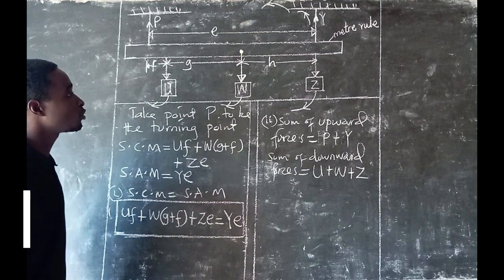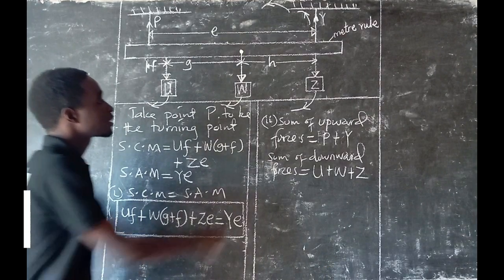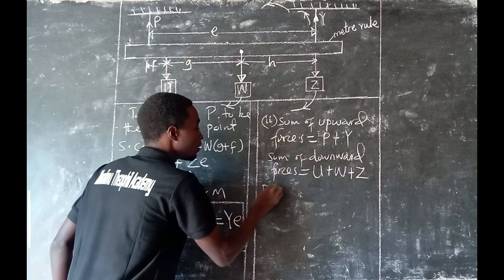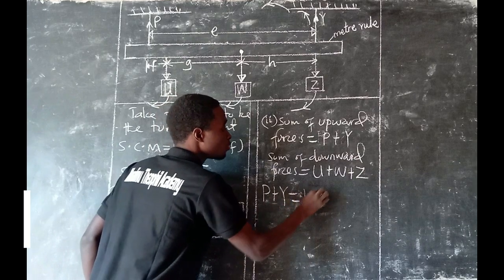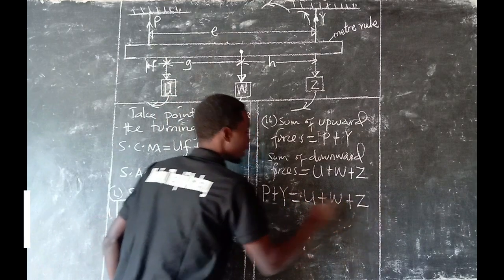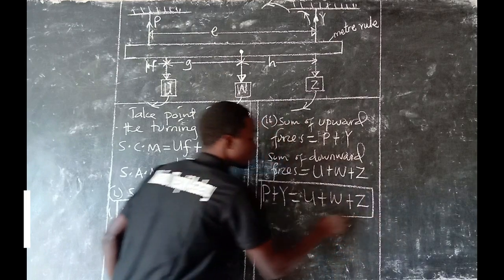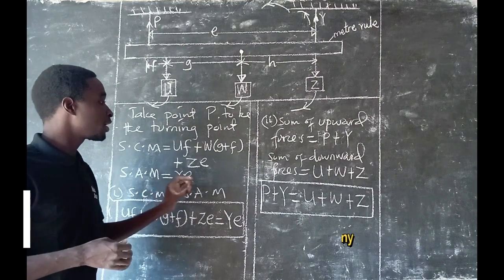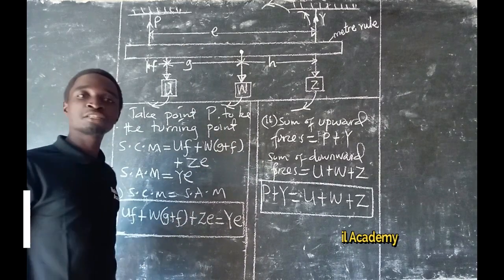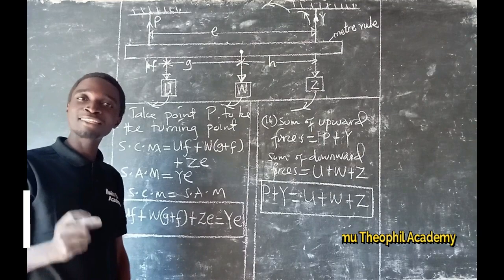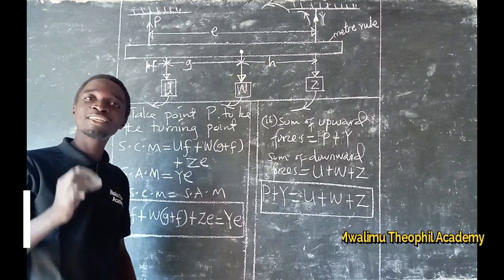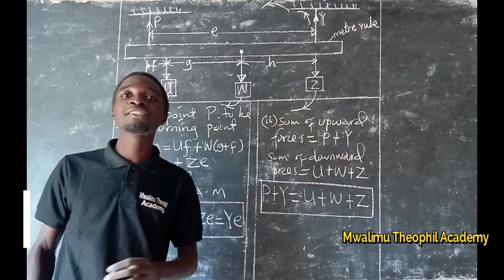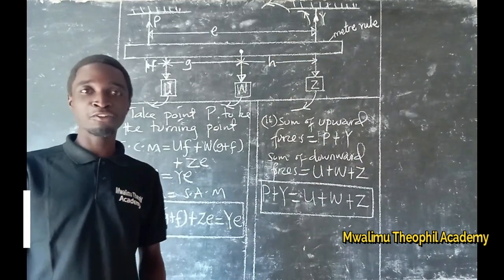So according to the second condition for a body in equilibrium, the sum of upward forces is equal to the sum of downward forces. Now P plus Y will be equal to U plus W plus Z according to the second condition for the body in equilibrium. This is the way we are through in elaborating the two conditions for the body which is in equilibrium: that the sum of clockwise moment is equal to the sum of anticlockwise moments, and the sum of upward forces is equal to the sum of downward forces.